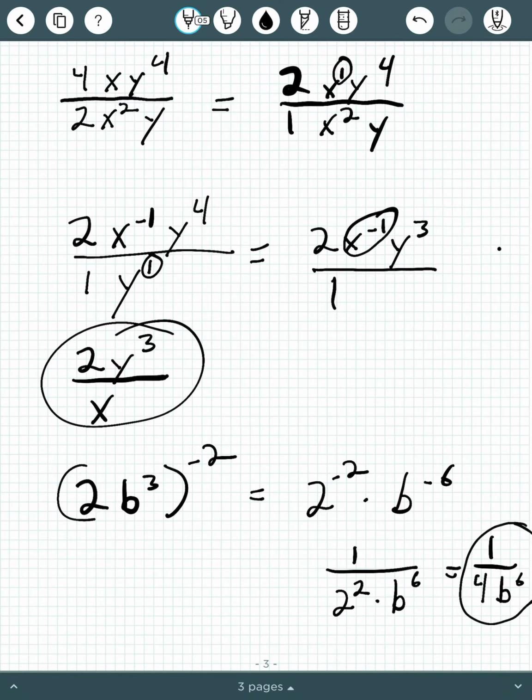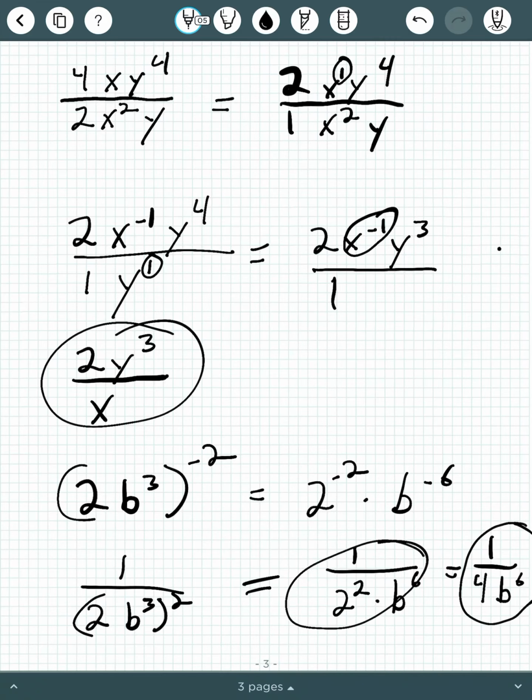So that's one approach we could look at. We could also rewrite this as 1 over 2b cubed all to the positive second power right away, and then we could use our shortcut to get to the same point. So you have 2 different ways you can approach those.